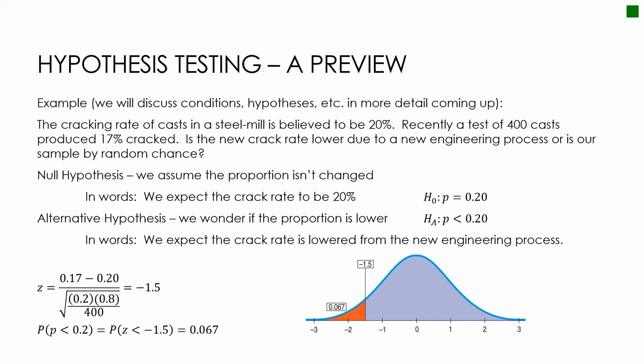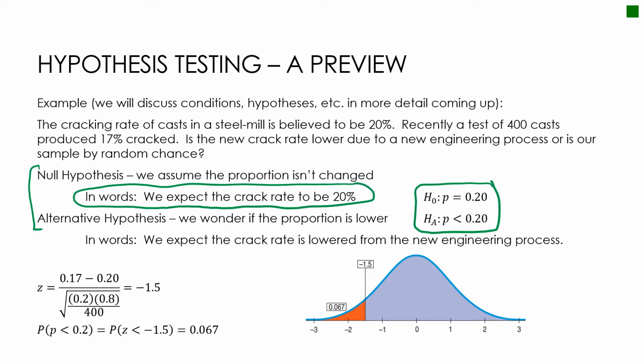We're going to talk in the next video about where to come up with these hypotheses. But my null hypothesis is always going to be that nothing has changed. So I'm going to write it in words. We expect the crack rate to be 20%. Why? Because it's believed to be 20%, and I'm always going to assume that nothing has changed. So notice my null hypothesis is 20%. Then I have my alternative hypothesis, which is always based on the context. And this one says, is the new crack rate lower due to the new engineering process or by random chance? So lower tells me specifically that I want less than or equal to 20.